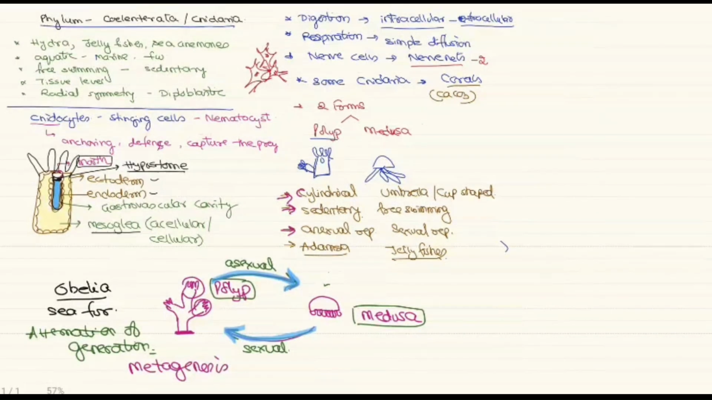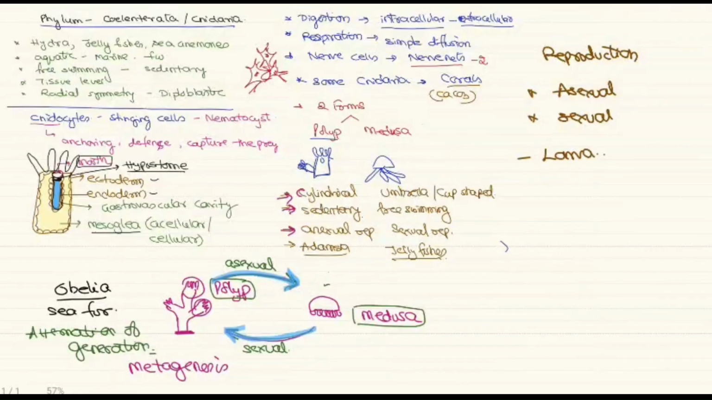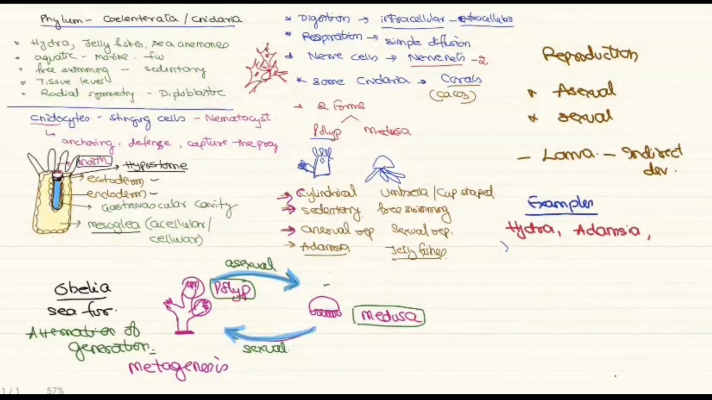So let's see the next part, that is the reproduction. You have seen reproduction can be both asexual and sexual, right? So the polyps will have asexual reproduction, whereas the medusa will have the sexual reproduction. Yes, larva is present in the form, so I can call the development as indirect development. Let's see the common examples. The common examples are Hydra, you have seen already. Adamsia is called sea anemone. Please refer to your textbook for the proper details.